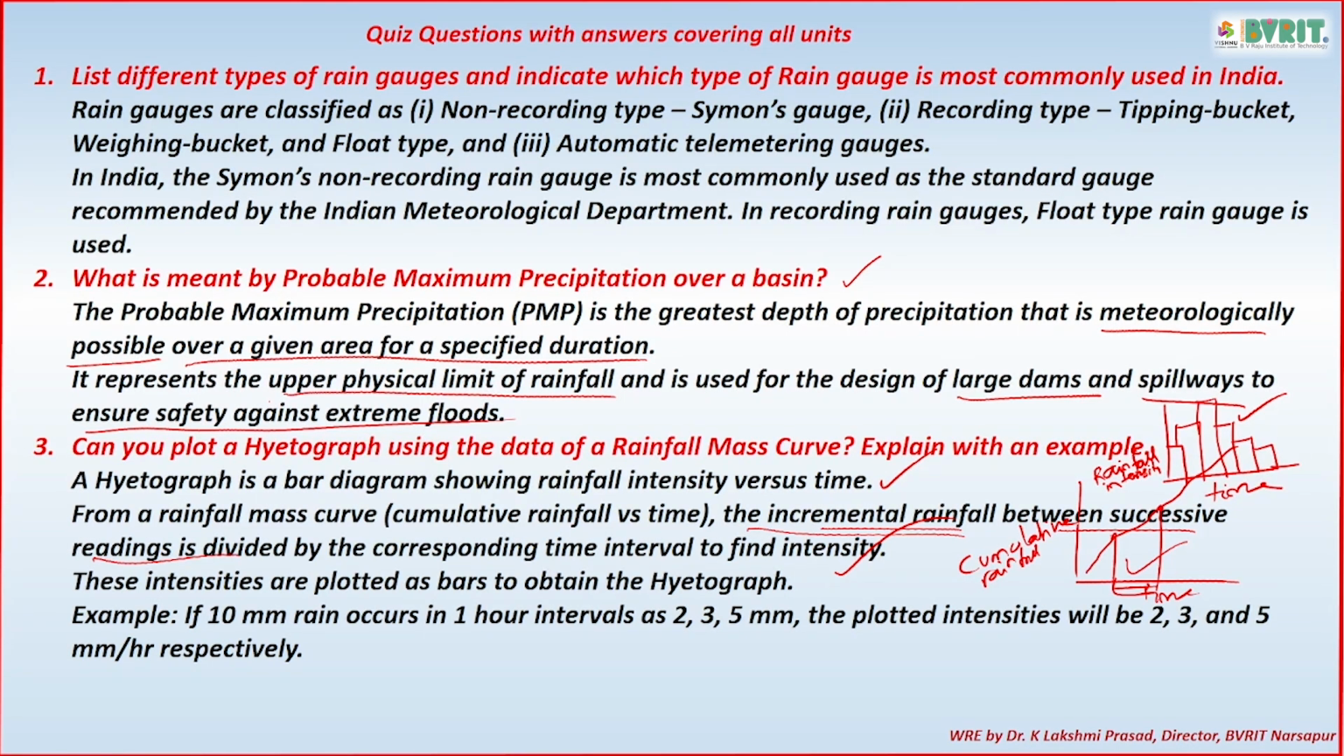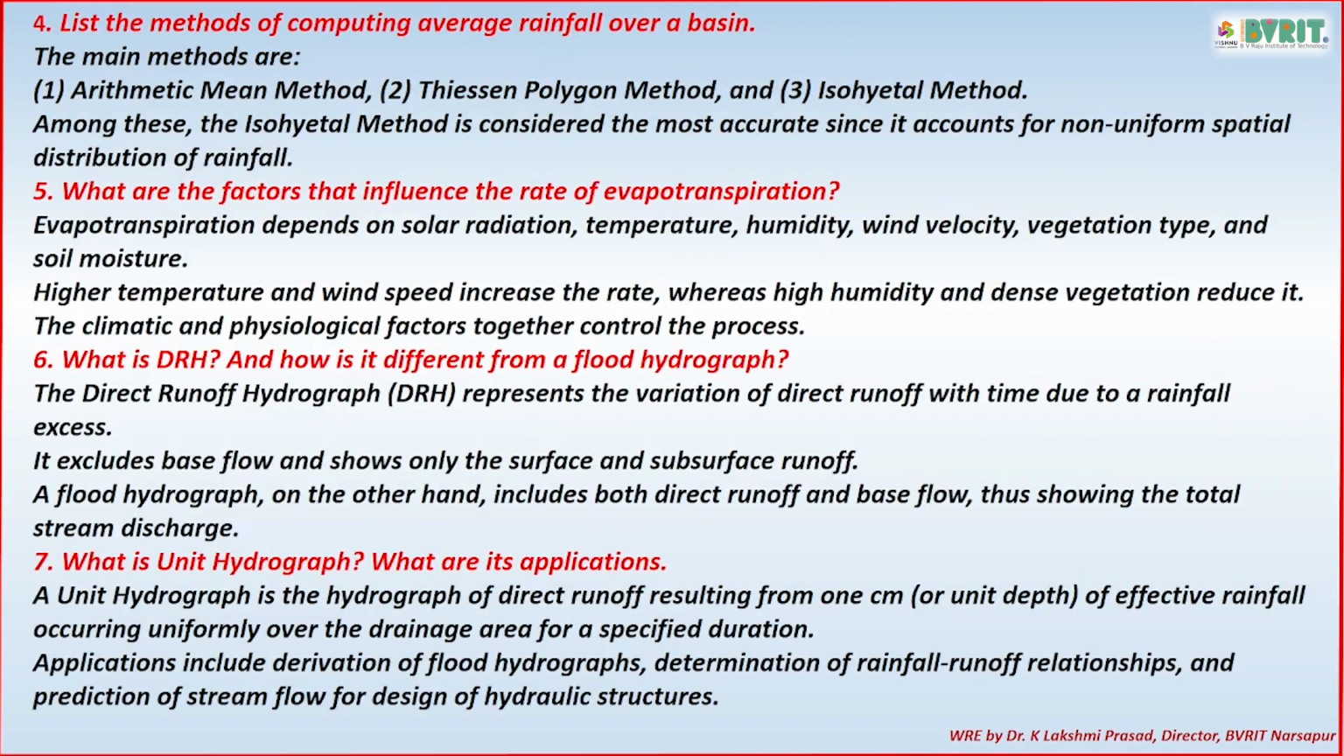From a rainfall mass curve, that means cumulative rainfall versus time, the incremental rainfall between two successive readings is divided by the corresponding time interval to find the intensity. So the intensities are plotted against time. That is what we call a hydrograph. He has taken a very simple example: 10 mm rainfall occurs in a 1 hour interval, and the plotted intensities are computed accordingly.